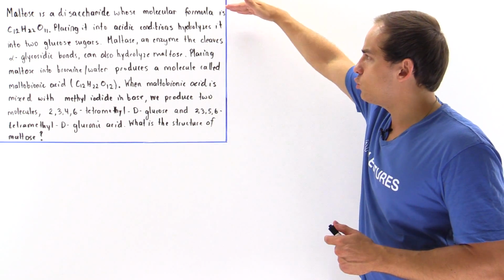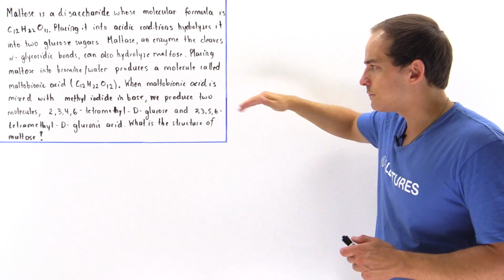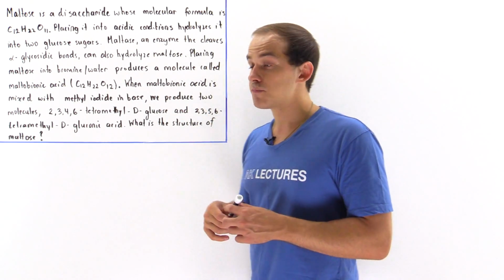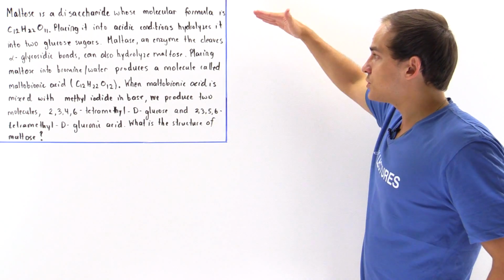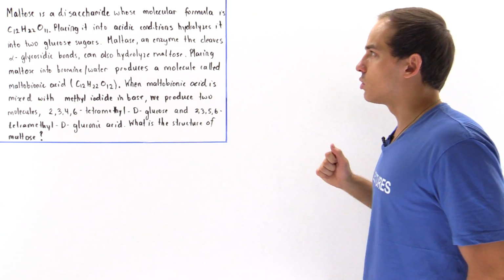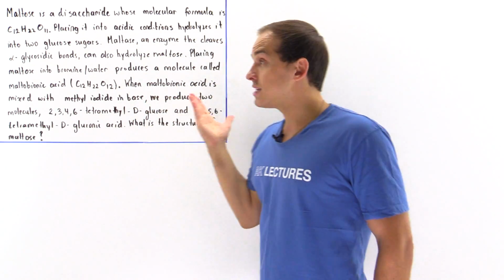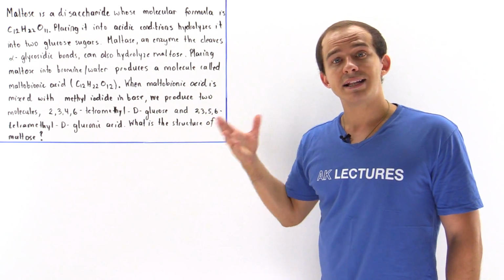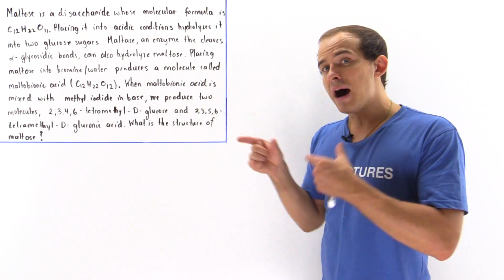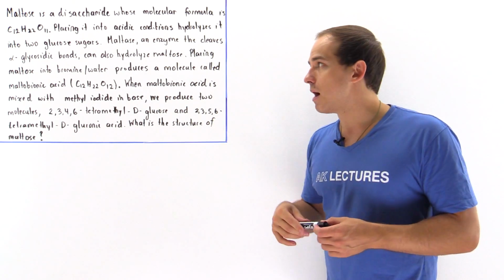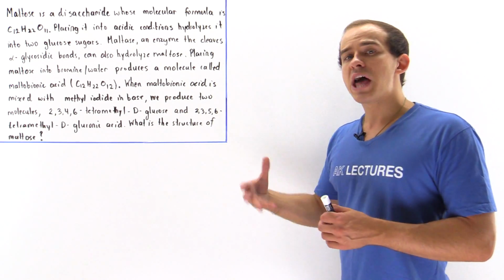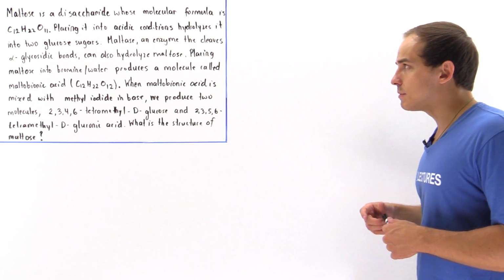So we want to use each one of these pieces of information to basically construct what the structure of maltose is. Let's begin with each sentence and see what each sentence tells us about the structure of maltose. Sentence number 1 tells us that maltose is a disaccharide. It contains 2 sugar molecules that are bonded via a glycosidic bond. Now, we do not know the type of glycosidic bond. That's what we want to basically determine.